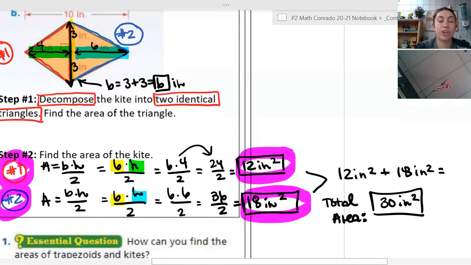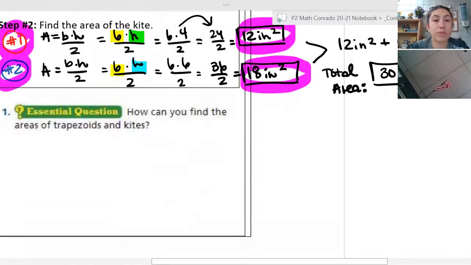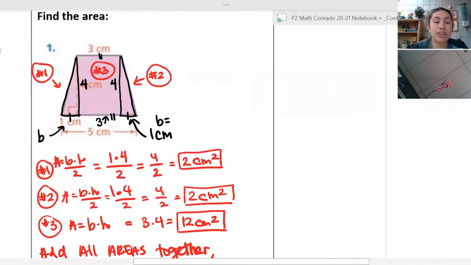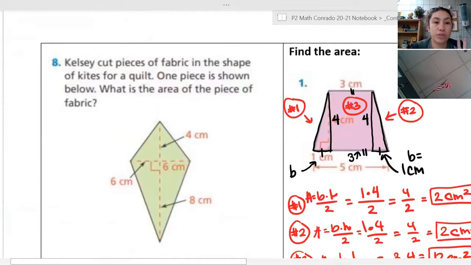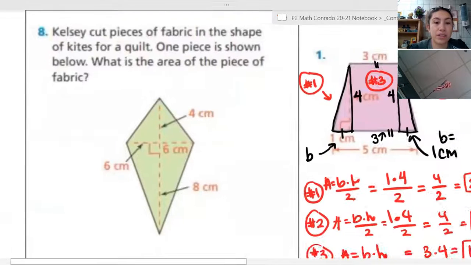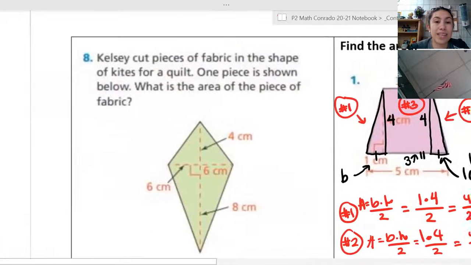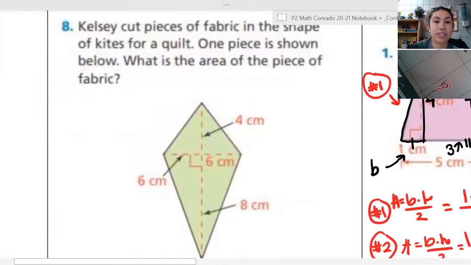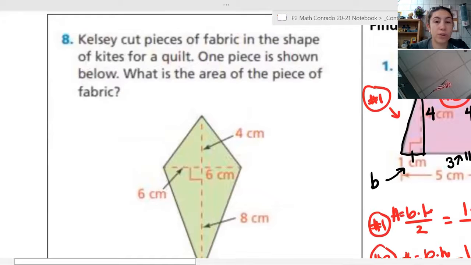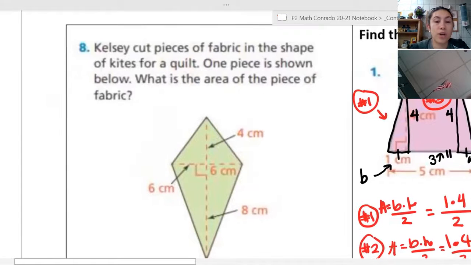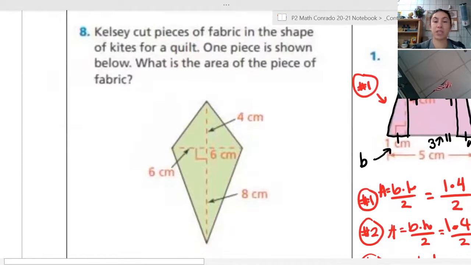So let's do a couple more examples. Let's scroll over to our output page and look at quadrant 2. In this problem, Kelsey cut pieces of fabric in the shape of kites for a quilt, and they want to know what is the area of this piece of fabric. The fabric is flat, so let's find the area.